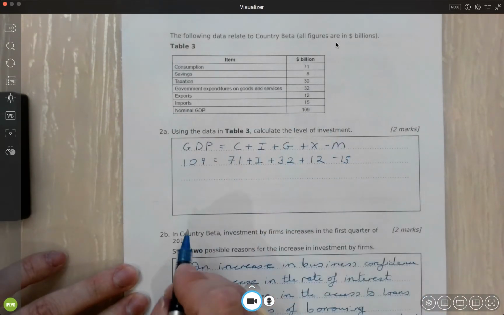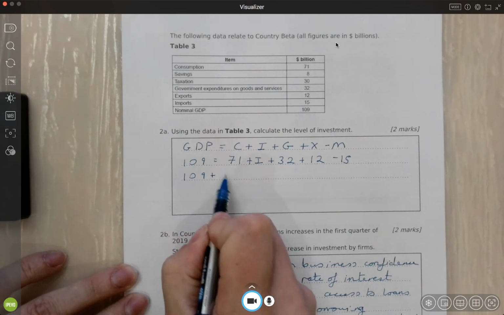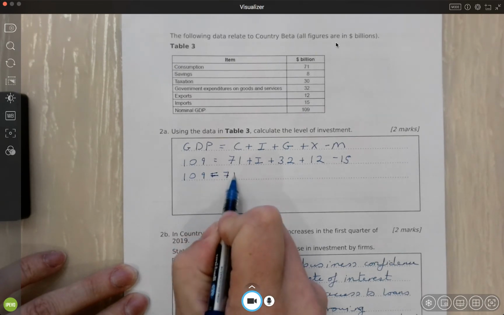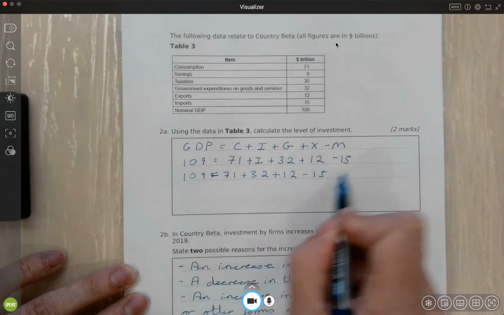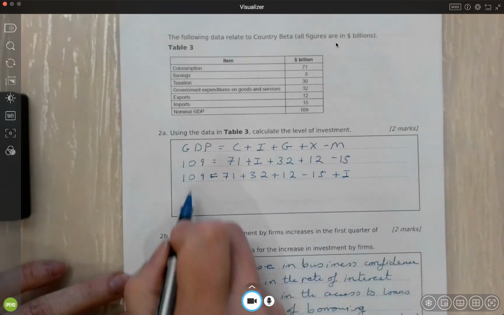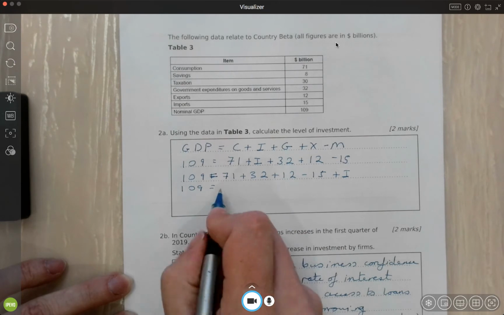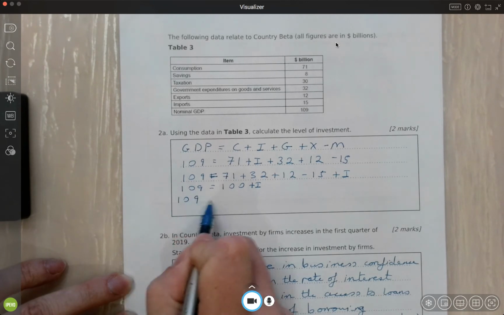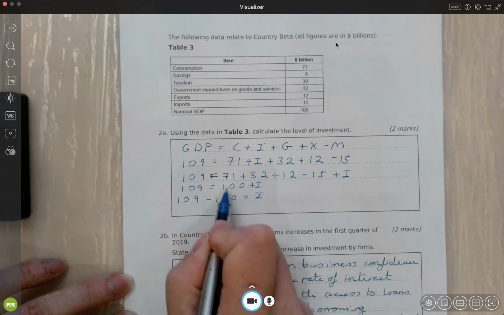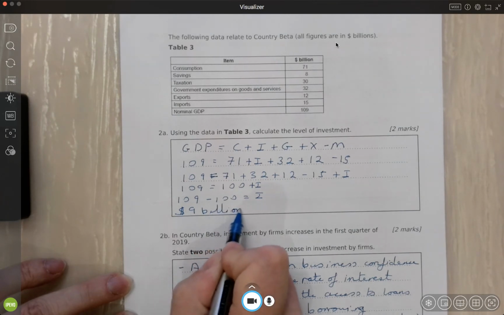So what I'm going to do now is, I got 109 equals 71 plus 32 plus 12 minus 15, and then I'm moving this plus I over, plus I. Then what I'm going to write down is 109 equals, if I add up all of these and then take the 15 away, I get 100 plus I. Then if I go 109 minus 100 equals I, bring this over the equal sign, change its sign, and I get $9 billion equals I.